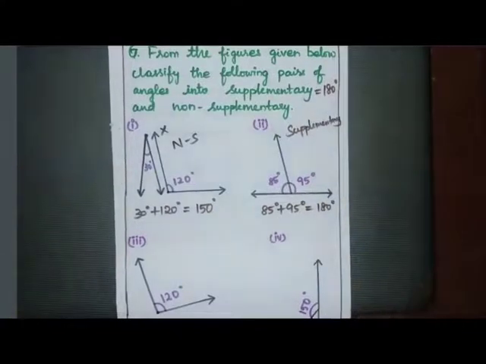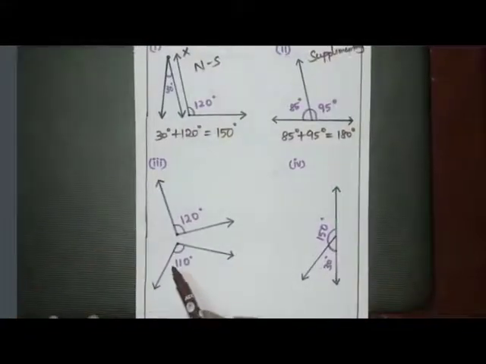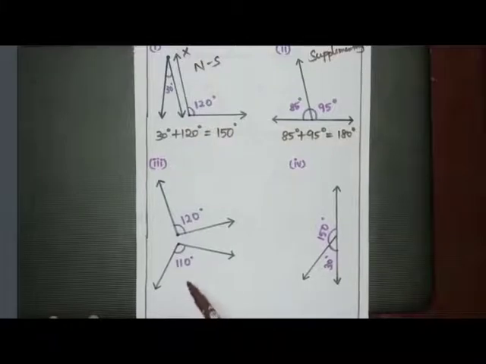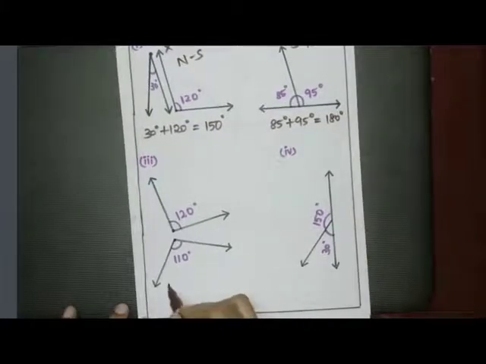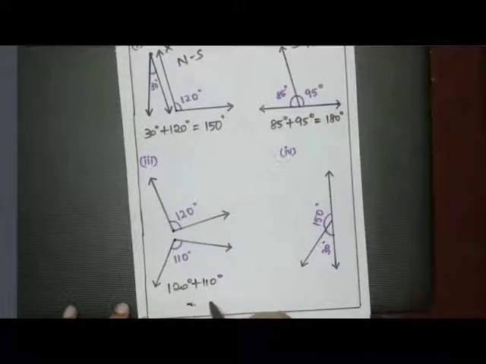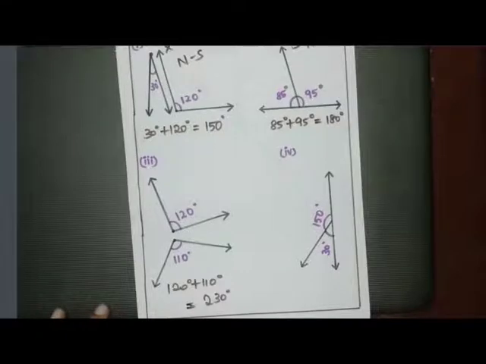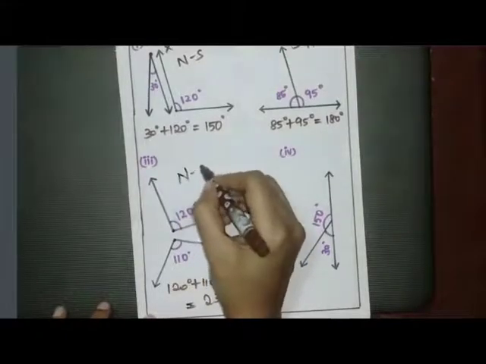Next one, 120 degrees and 110 degrees. So add 120 degrees plus 110 degrees. You will get 230 degrees. So this one is not supplementary. So non-supplementary angle.